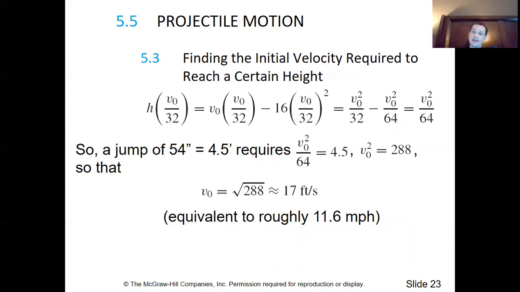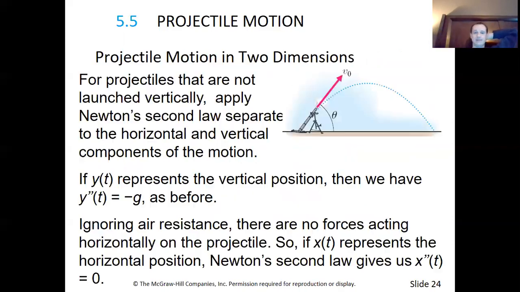We just said the height at the highest spot is v naught squared over 64. So v naught squared over 64 equals 4.5. And after that is trivial. Move things around, take a square root. And should you use the plus or the minus when you take the square root? Remember, Michael Jordan in this example is jumping up, which is positive, so you want to use the positive version of the square root. It turns out to be about 17 feet per second. I don't know why you'd want to convert to miles per hour, but they did, and there you go.